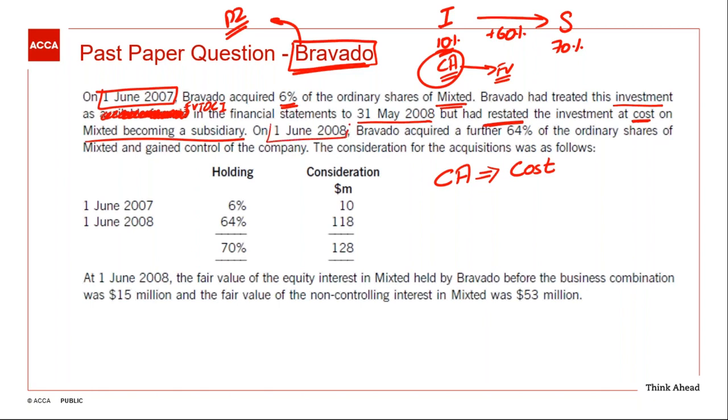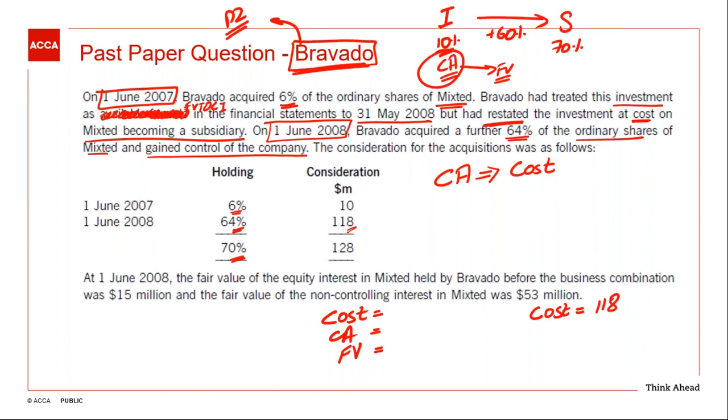On 1st June 2008, which is 1 year later, Bravado acquired a further 64% of the ordinary shares of Mixed and gained control of the company. So we actually had 6% shares, and now we have acquired a further 64%, so we are holding 70%. We need three values: the cost of the old investment, the carrying amount of the old investment, the fair value of the old investment, and the cost of the new investment. The cost of the new investment is 118 million, the cost of the old investment was 10 million, and according to the question, the carrying amount is the same as the cost, so this is also exactly 10 million. Now we just need the fair value of the old investment to start writing down the answer.